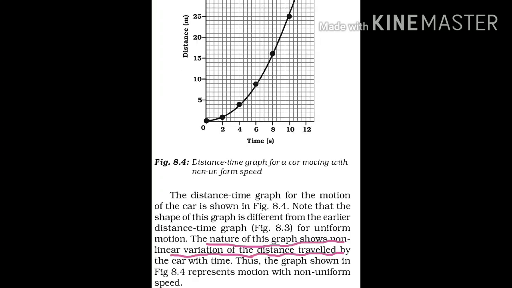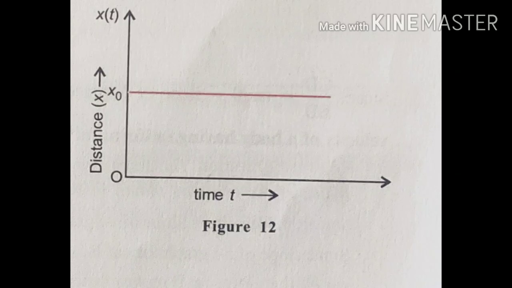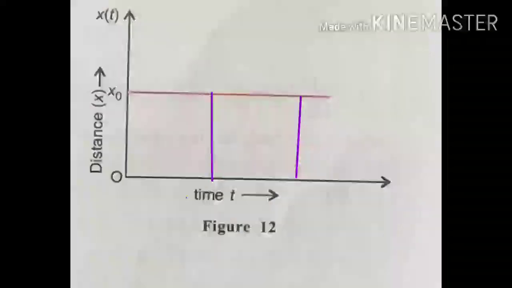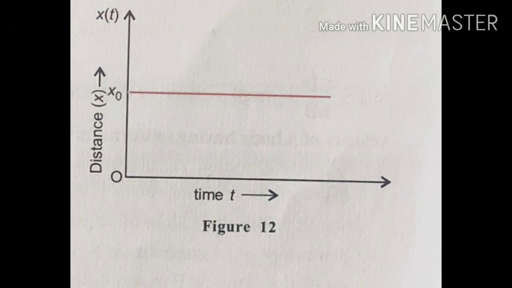So the nature of this graph shows non-linear variation of distance. This graph represents motion with non-uniform speed. This is the distance time graph for a stationary object or body. A stationary object does not change its position with time. It means the distance of the stationary object remains the same from the reference point with the passage of time.